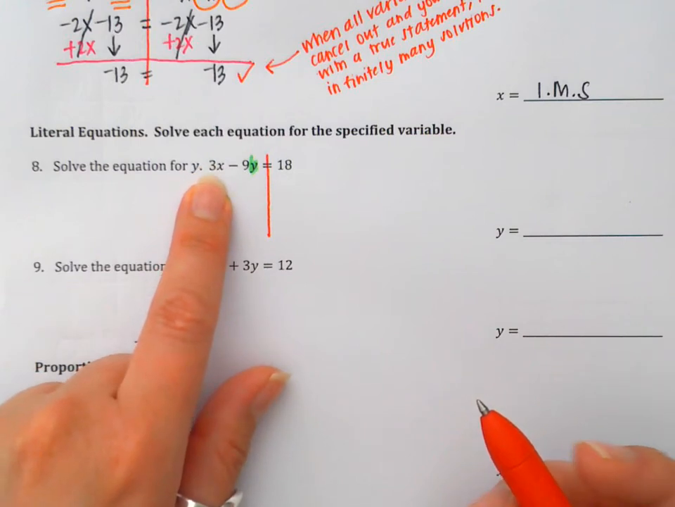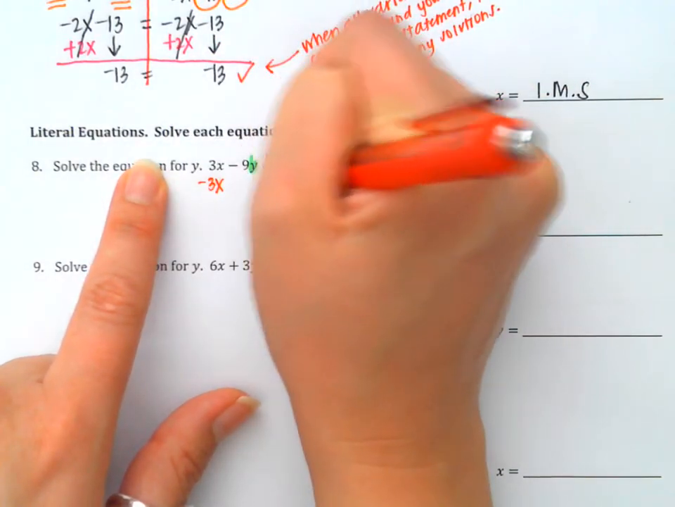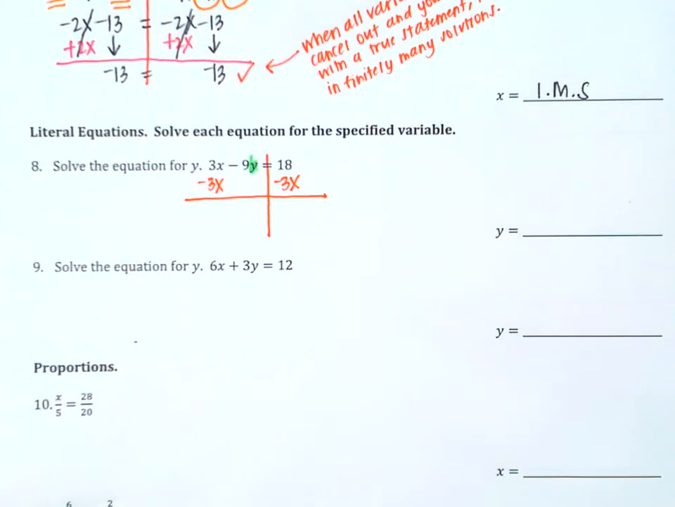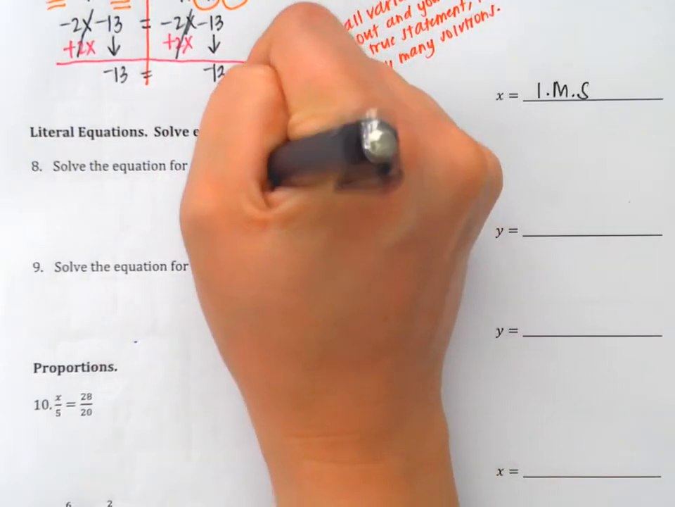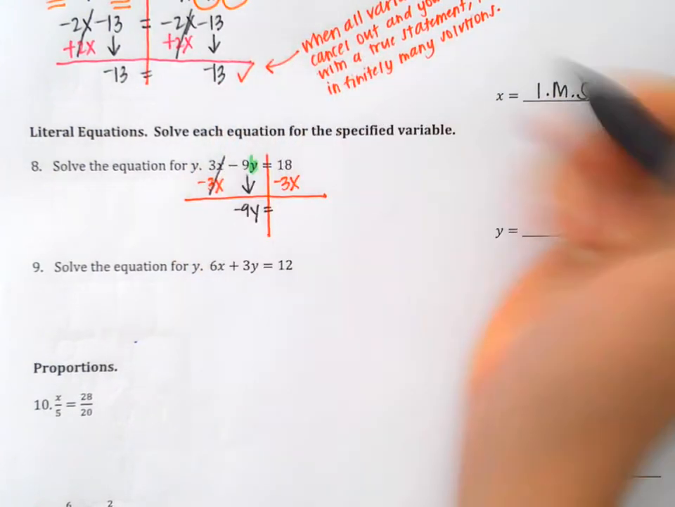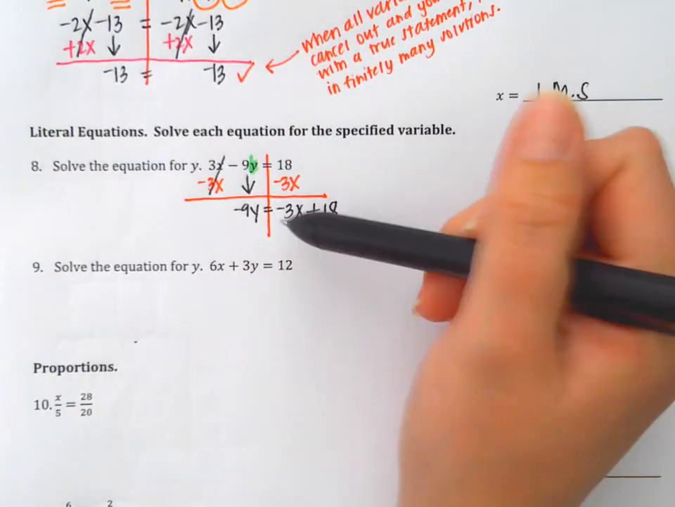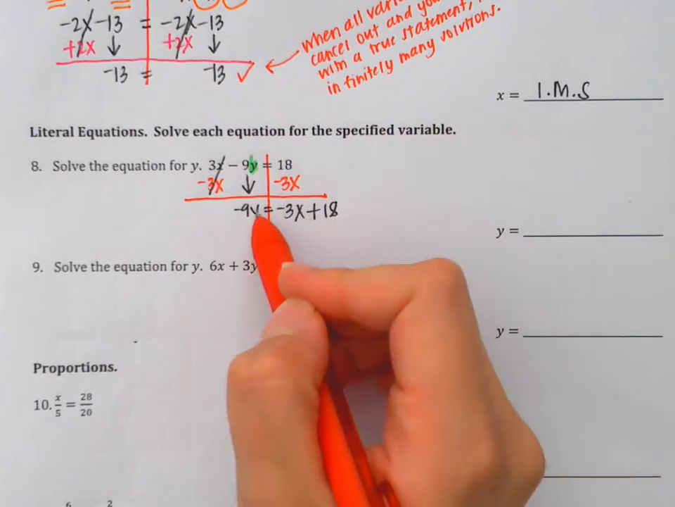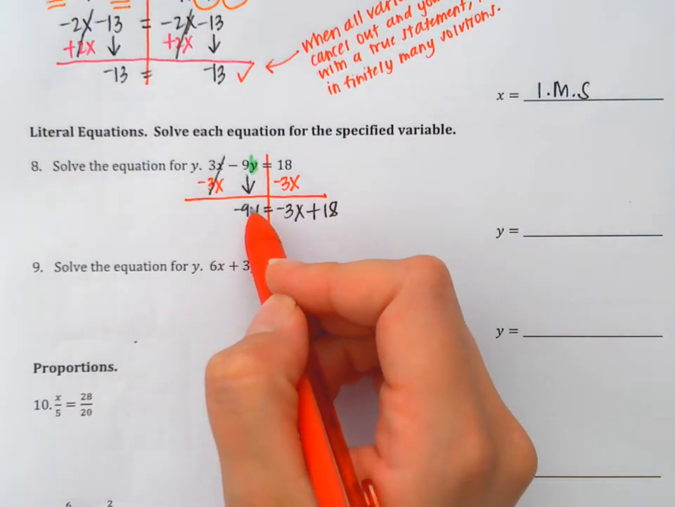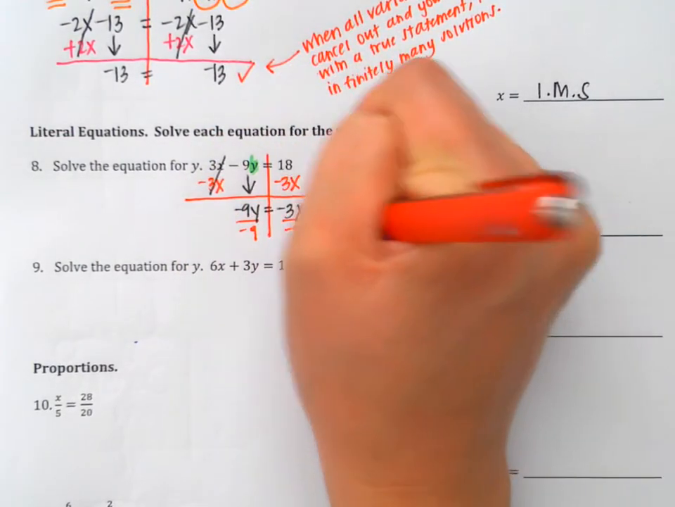The 3x is what's being added. It's a positive 3x. So I'm going to subtract 3x from both sides of the equation. 3x minus 3x cancels. I bring down that minus 9y equals, and then we write this in standard form, negative 3x plus 18, because we want to write the variables first, the constant second. I still need to get y all by itself. So to do that, I undo anything that's being multiplied or divided on this side. The negative 9 is being multiplied, so I'm going to divide both sides, everything through, by negative 9.